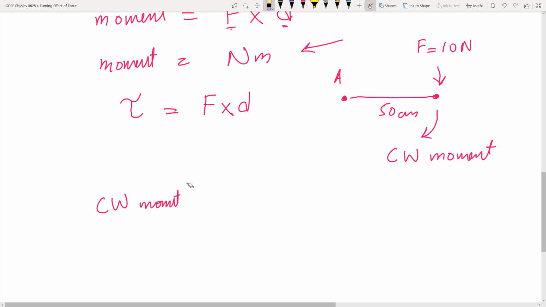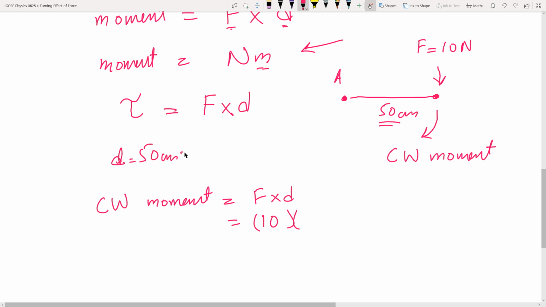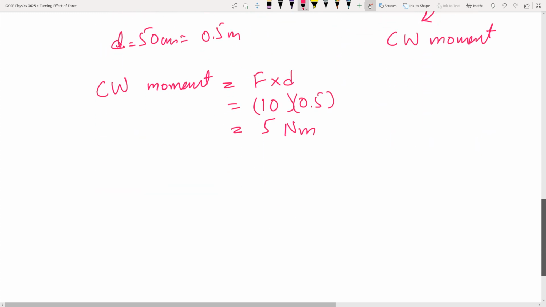Sorry, just a minute. Too short writing, right? Okay, the moment is going to be F into D, which is going to be 10 newtons into... Now here's the deal, the units are in meters, so we need to convert this 50. If D is equal to 50 centimeters, then it is equal to 0.5 of a meter. So we're going to use 0.5 meters over here. So that is going to be 5 newton meters. So that's the moment in the clockwise direction, right? Okay, now that is just the moment in one direction.